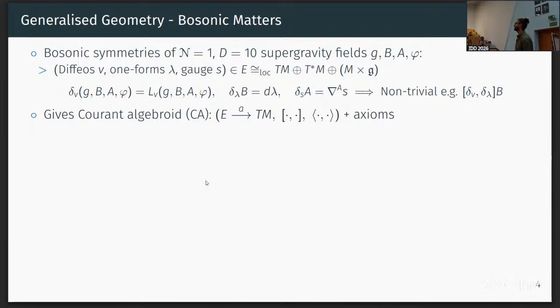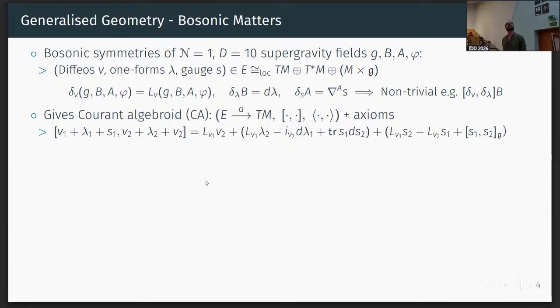It's some kind of vector bundle E, with an anchor map to the tangent bundle. It has a nice bracket on it and some inner product plus some axioms. For the purpose of this talk, the bracket takes this rather complicated looking form. The exact thing here is not too important, but you can see there are some Lie derivatives appearing from the left-hand side on the right-hand side, but it's not quite antisymmetric. It doesn't go the other way around. And this is part of the axioms.